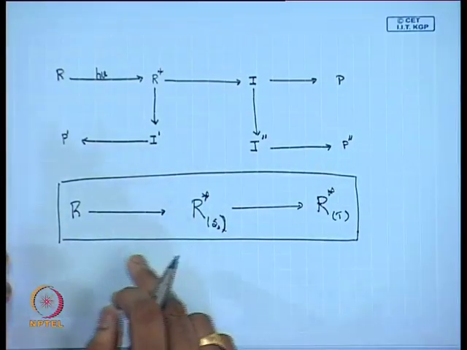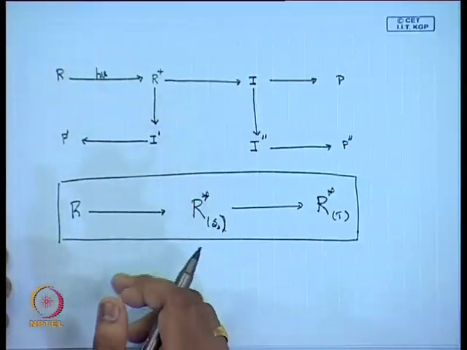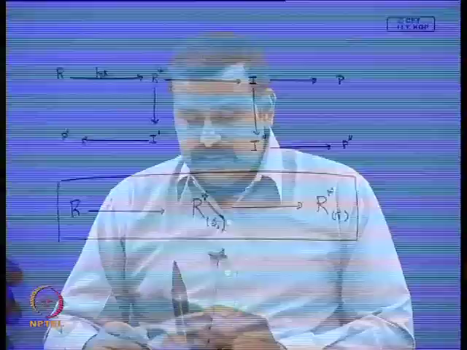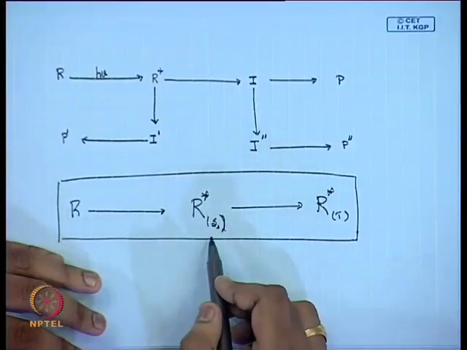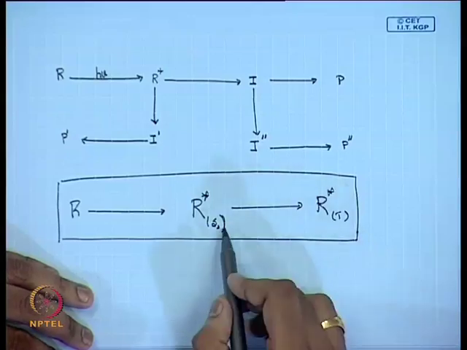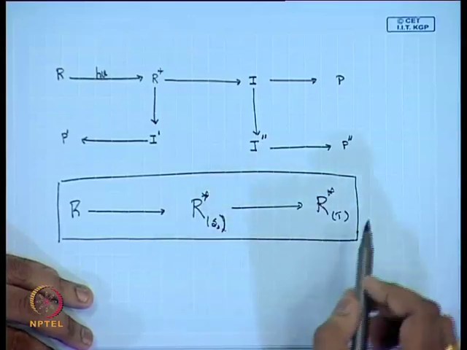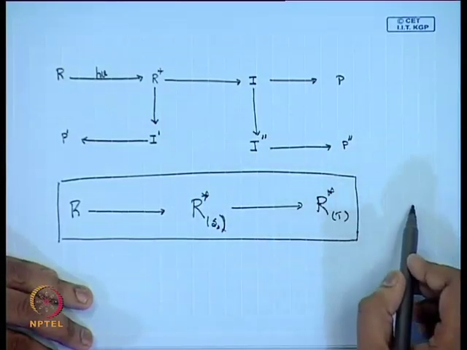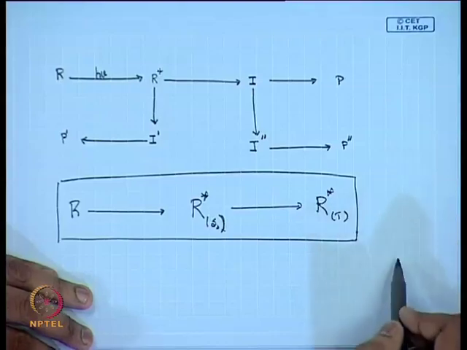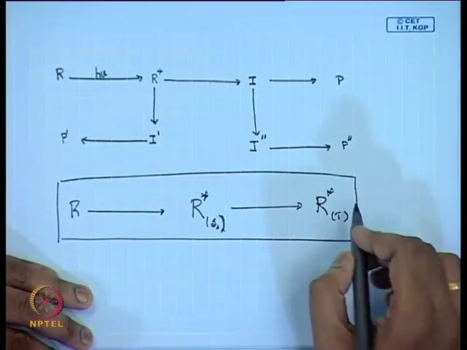From next class we will start to understand the second step, that is how R singlet undergoes intersystem crossing to give R triplet, and then R triplet giving you the I, and from I we can see how we can get the product P. So, from the next class we will do that.